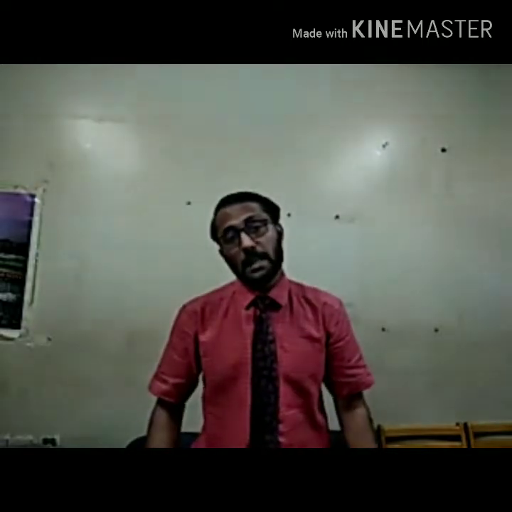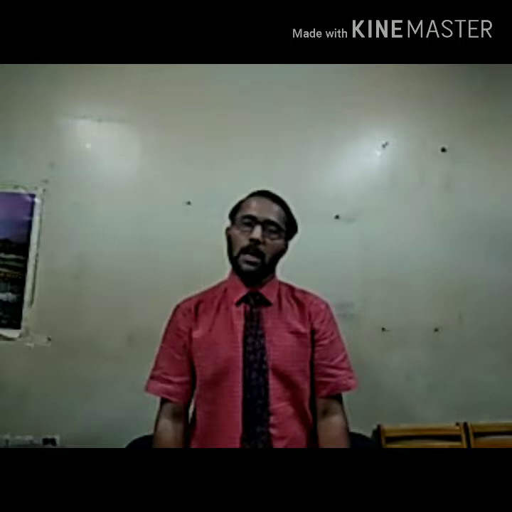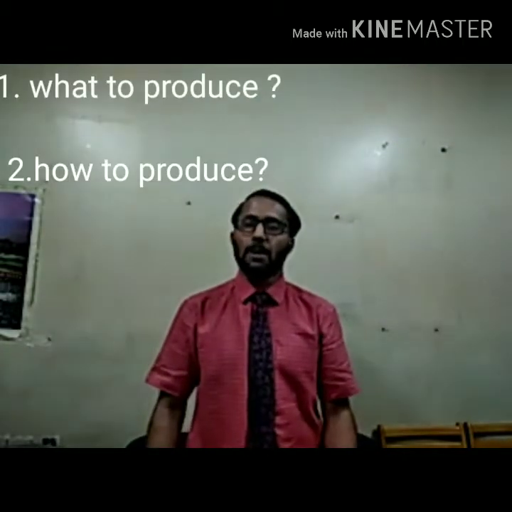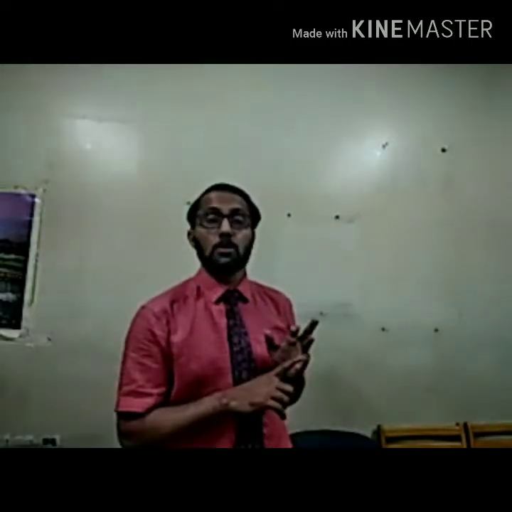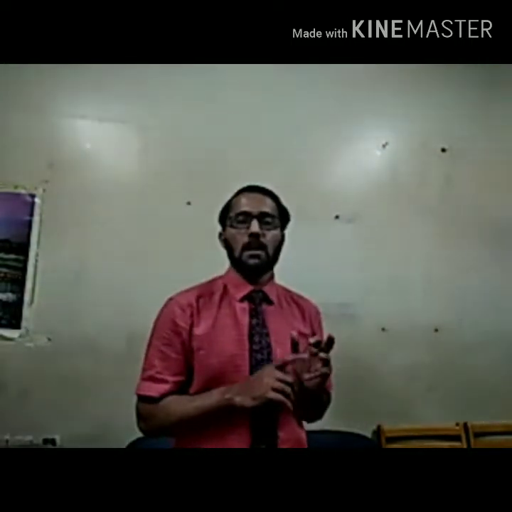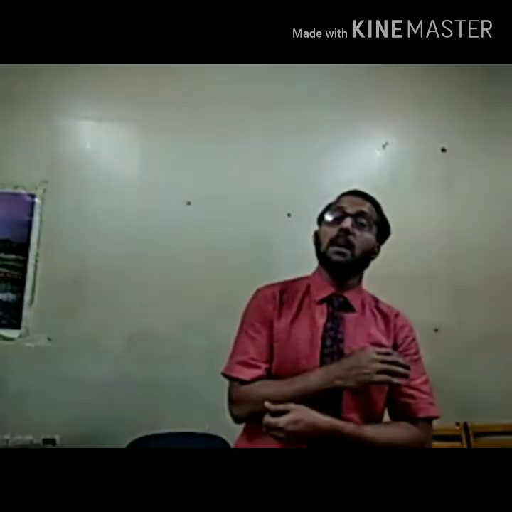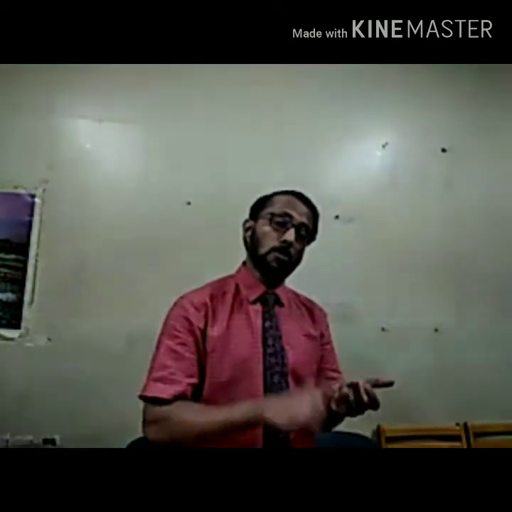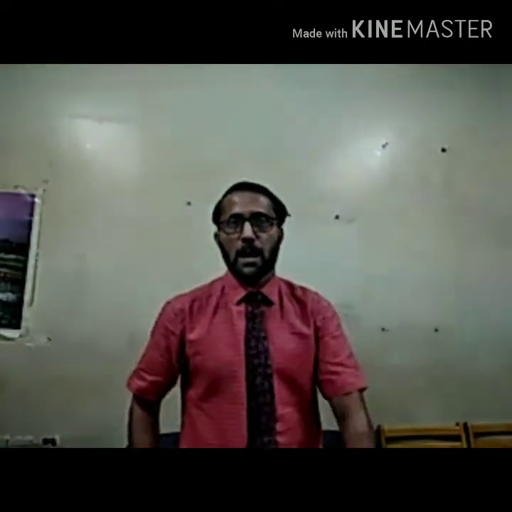And one more important thing is what to produce and how to produce, the basic economic problems that we also discussed in our microeconomics. You know that. What are the basic economic problems? The central economic problems are three. There are many, but basically we analyze three: what to produce, how to produce, and for whom to produce. All these decisions were taken as per the producer's choice.